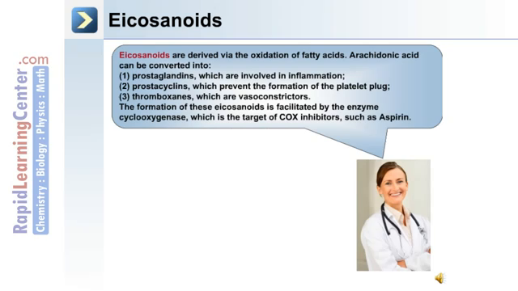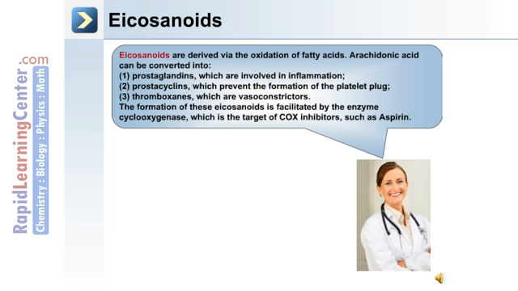The fourth group of hormones are known as eicosanoids. These are derived via the oxidation of fatty acids. Arachidonic acid can be converted into the following. Number 1, prostaglandins, and these are involved in inflammatory responses. Number 2, prostacyclins. These prevent the formation of the platelet plug. Number 3, thromboxanes. These are vasoconstrictor molecules.